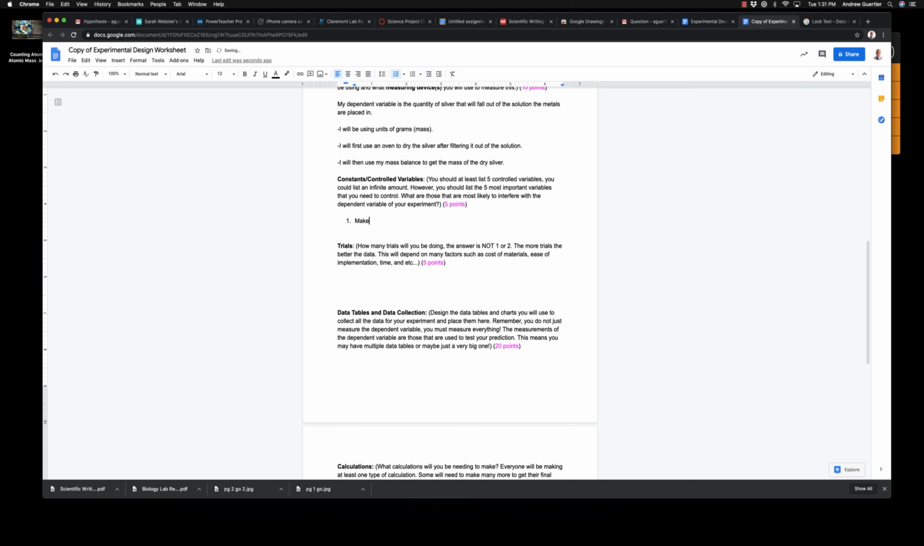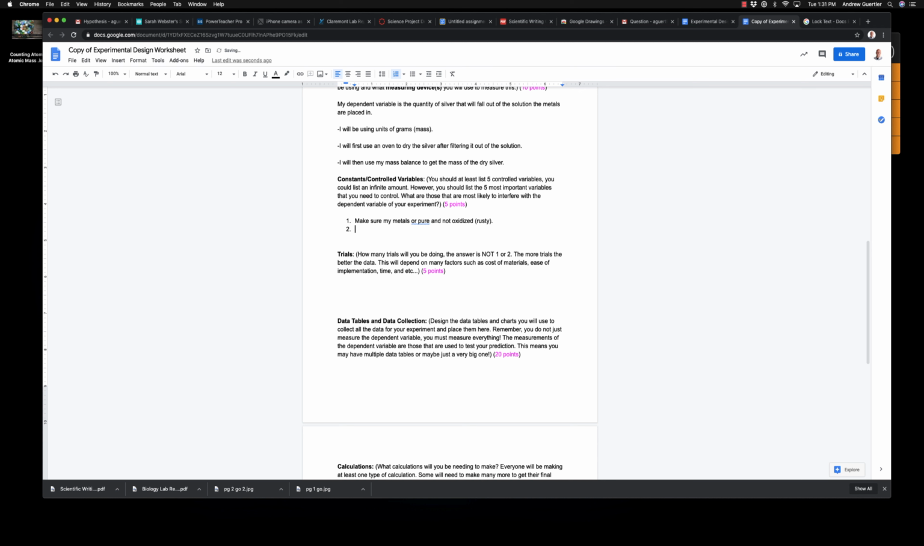I'm going to make sure my metals are pure and not oxidized. Oxidation is rust, so I want to make sure none of them are rusted. That could affect my results. I should say are, not or.